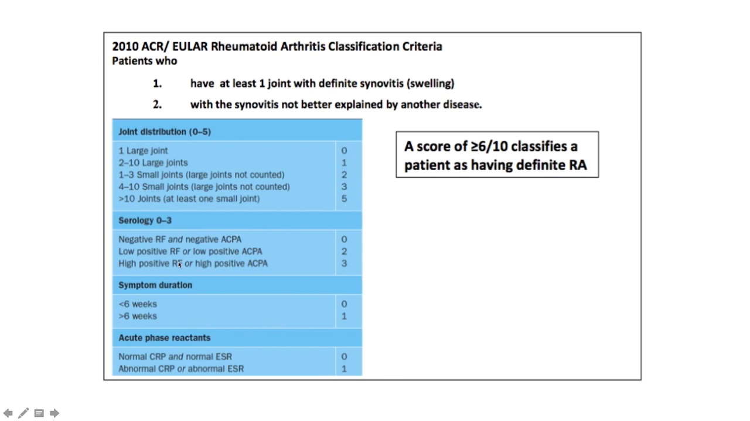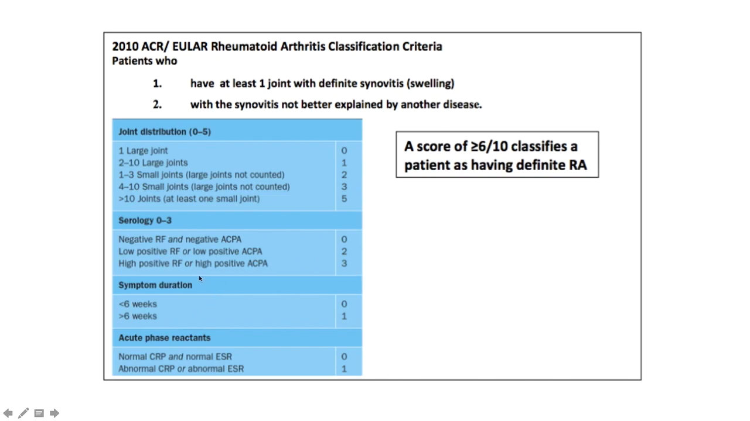Serology, we speak to either rheumatoid factor and/or anti-cyclic citrullinated peptide antibodies, ACPA. If both are negative, you get 0. If you have a low positive value of either one, you get 2. If you have high positive RF or high positive ACPA, that gives you a whopping 3.